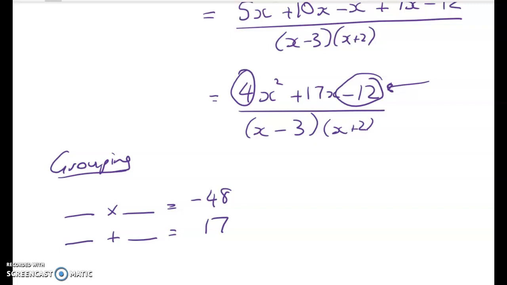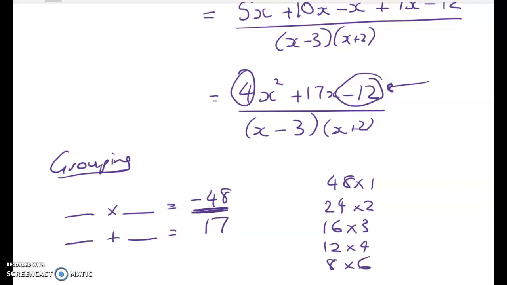So let's think about pairs of factors of 48. So we've got 48 times 1, that's not going to work. The gap is 47. 24 times 2, 16 times 3, 12 times 4, 8 times 6. Now, none of these are going to give me a gap of 17. I'm saying a gap because one of them is going to be positive and one's going to be negative. So for example, if I put in negative 24 times 2, that works for the product.